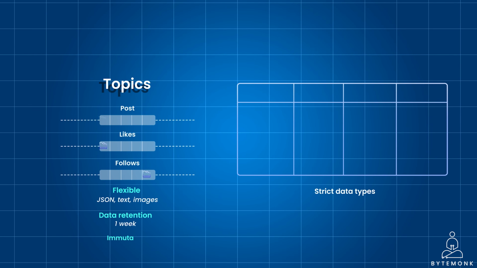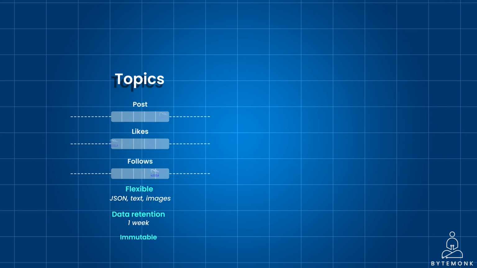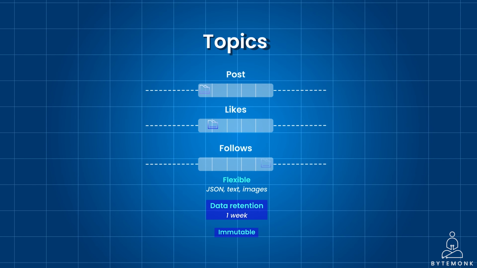Kafka topics are also immutable, which means that once data is written, it becomes a permanent record. You can't go back and edit or delete individual messages. This is different from a database where you can update rows. Understanding immutability and data retention is crucial for designing systems on top of Kafka.